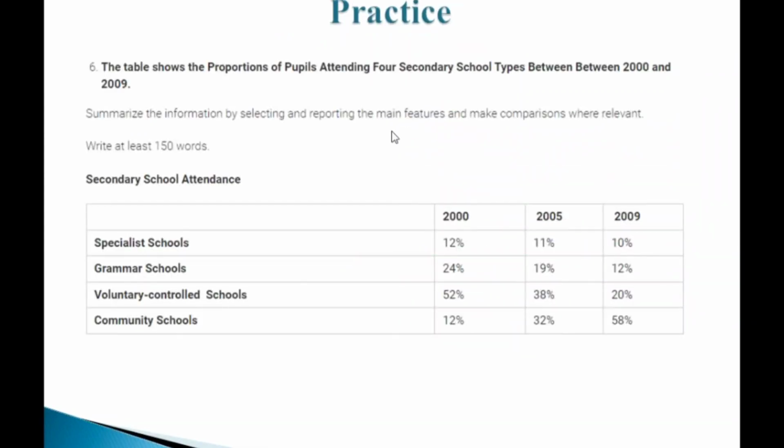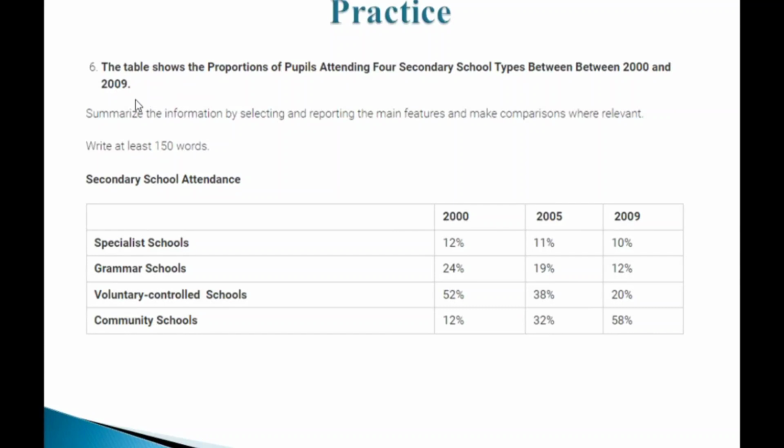So let's get into the practice for the table. The table shows the proportion of pupils attending four secondary school types between 2000 and 2009. Summarize the information by selecting and reporting the main features and make comparisons where relevant. Write at least 150 words. So here is the table.